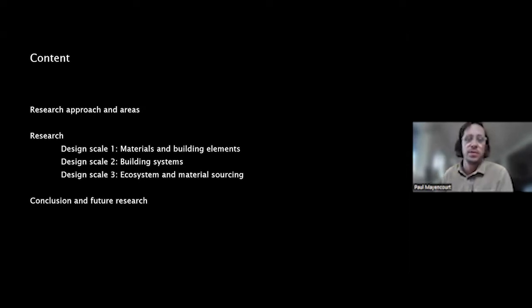And maybe the last scale is closer to what I'm doing now as a researcher at UC Berkeley. So I'm part of the Department of Environmental Science, Policy and Management, that we also call the Forestry Department, where I work on the use of local California forest.